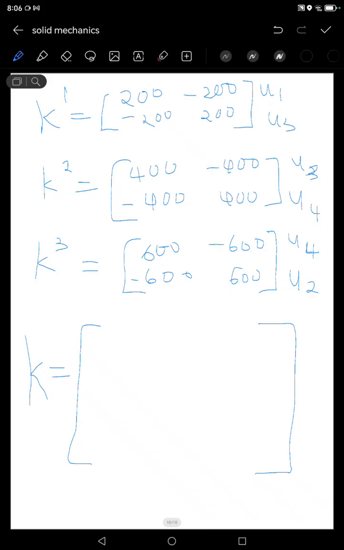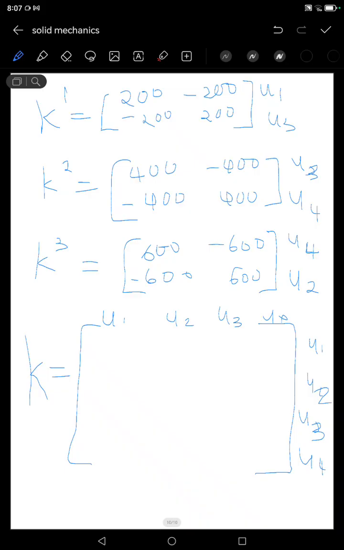Remember, here when we're combining, we check how many nodals do we have. We have 1, 2, 3, 4. We have 4 nodals, which means we're going to have a 4 by 4 matrix. Okay, guys, we're going to have a 4 by 4 matrix. So it's going to be U1, U2, U3, and then U4. Even this side we can write U1, U2, U3, and then U4. Like this.